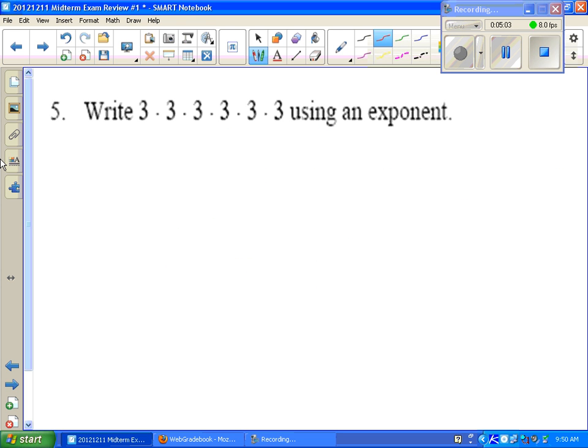Number 5, writing 3 times 3 times 3 times 3 times 3 times 3 using an exponent. Count how many you got real quick. 1, 2, 3, 4, 5, 6. You have 6 of them. So 3 times itself 6 times would be 3 to the 6th power.